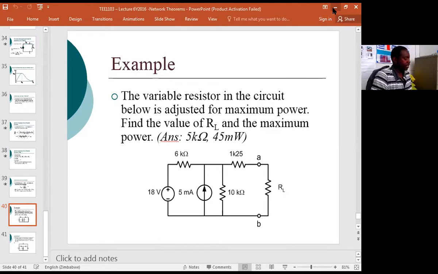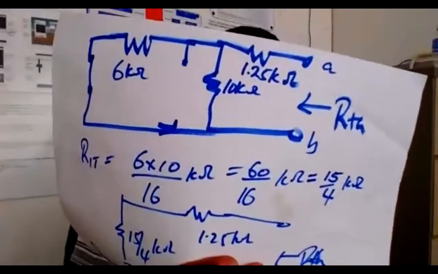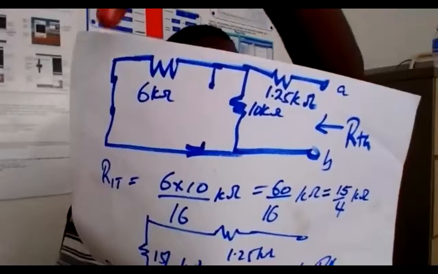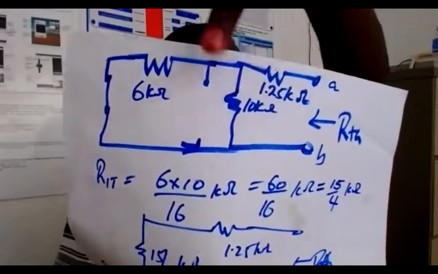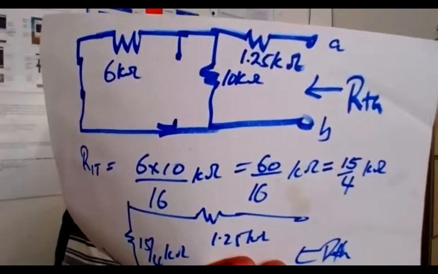Our starting point: since we want to get the value of the resistance when there is maximum power transfer, we know that the power is maximum when the value of the load is equal to the value of R Thevenin. So we want to calculate R Thevenin first. We removed the voltage source here and the current source there. We are left with our 3 resistors. Then we notice that the 6 and the 10 are in parallel.